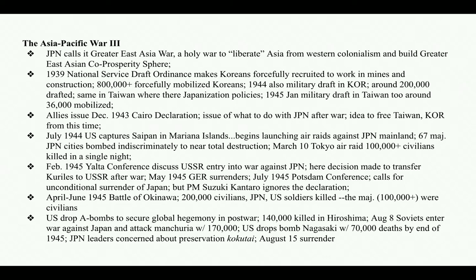Japan tried to justify its policies in the war in general, which it called the Greater East Asian War, as a holy war to, quote, liberate Asia from Western colonialism and build a Greater East Asian co-prosperity sphere. I'll talk a little bit more about forced labor later, but in 1939, the National Service Draft Ordinance forcefully recruited Koreans, mobilized Koreans, and brought them to work in key Japanese industries, such as coal mines. And same happened in Taiwan as well.